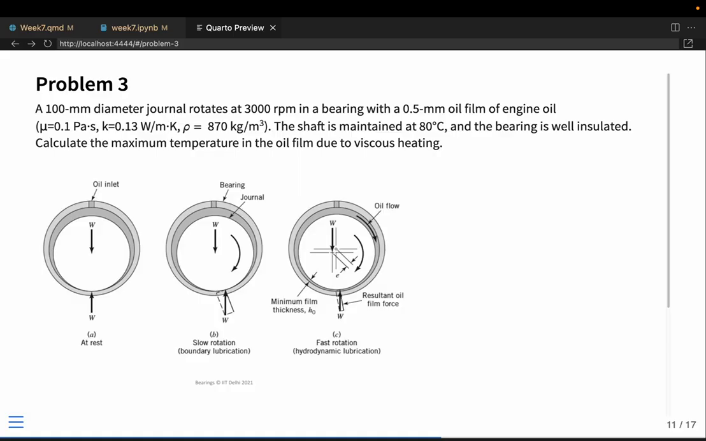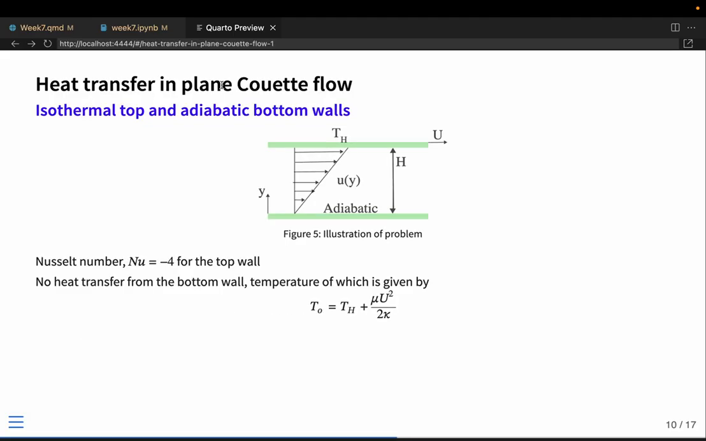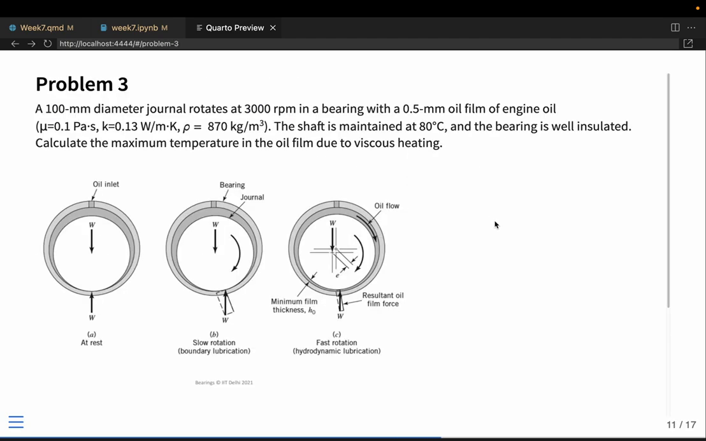You can assume the shaft will be rotating, so the top plate has a velocity u, which is given by the shaft rotating with a given omega, and you know the diameter. So you can calculate the velocity at the tip. The tangential velocity will be the velocity, as in the previous problem. So whatever this u is here, it is basically r times omega. And if the shaft is maintained at 80 degrees Celsius and the bearing is well insulated, which is usually the case, the most important question now is, what would be the maximum temperature in the oil film?